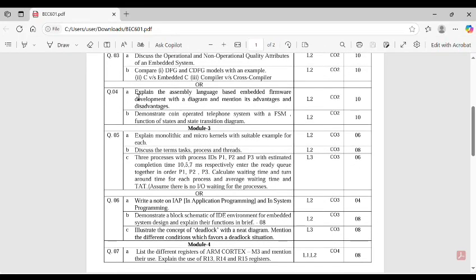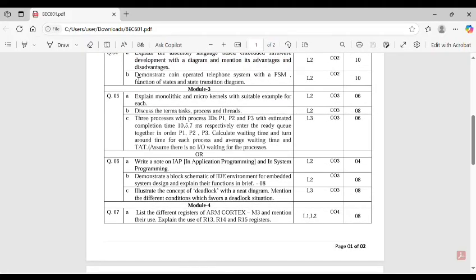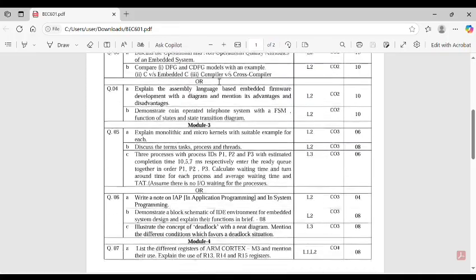Next one is 4A. In 4A, explain the assembly language based embedded firmware development with the diagram and mention its advantages and disadvantages. This is also an important question. In 4B, they have given the demonstration of a coin operated telephone system with the FSM, function of states and state transition diagram. So 4B is very much important, guys. You have to make this your answer and go to the exam.